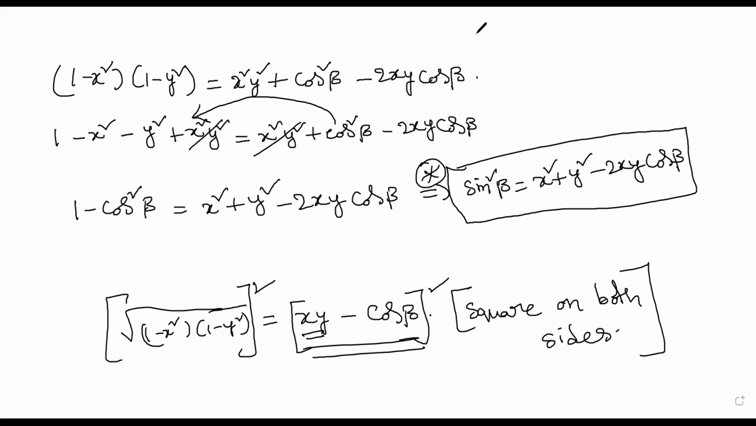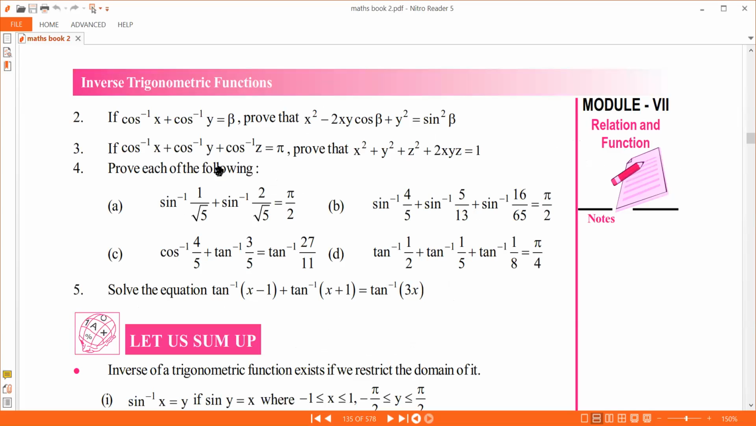So we'll see. We'll try to finish off this chapter today. The next one: cos inverse x plus cos inverse y plus cos inverse z is pi. And then you got to prove that x square plus y square plus z square plus 2xyz is equal to 1.